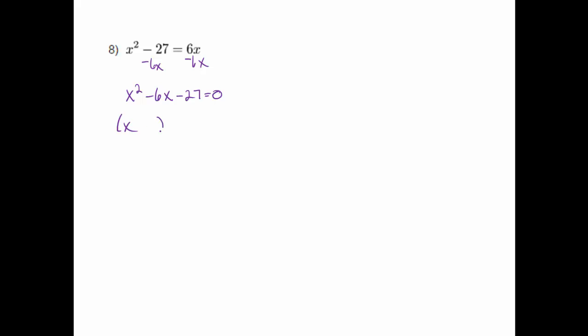Okay, if I factor this, it's going to be x and x. I'm looking for negative 27. 9 times negative 3, negative 9 times 3. This one is the one that will give me negative 6 in the middle, so minus 9 plus 3. And then using the zero product property, we're going to get x equals 9 and x equals negative 3.